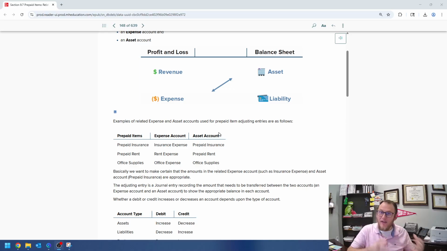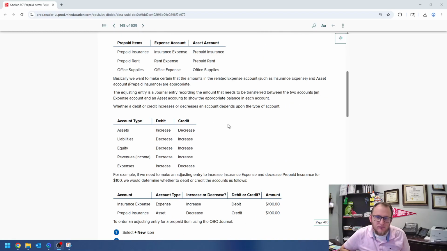And so if you paid in advance, then you need to remove some of that expense and book it as an asset. Or sometimes if we booked the prepaid, we need to reduce the prepaid and increase the expense. That way we're recognizing the expense. And even down here, there's this nice little chart for the account type, and then whether a debit is going to increase or decrease the account, and then the same for the credit.